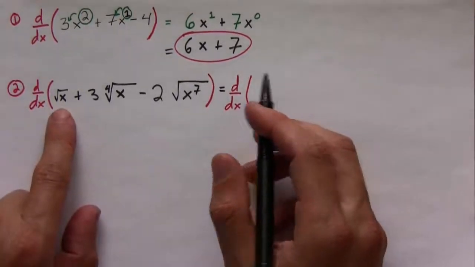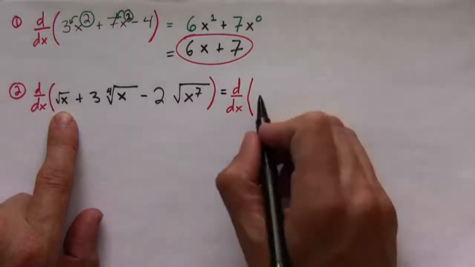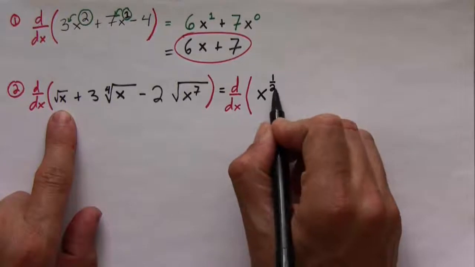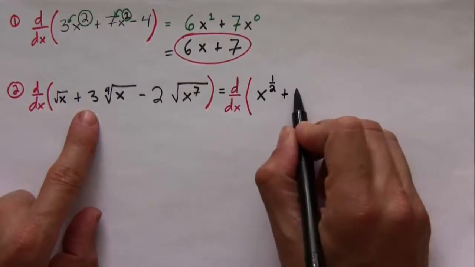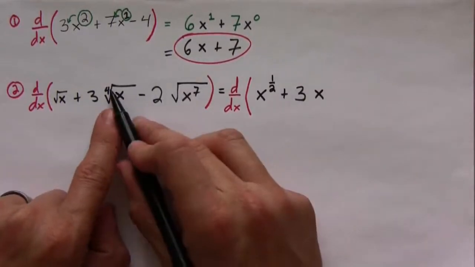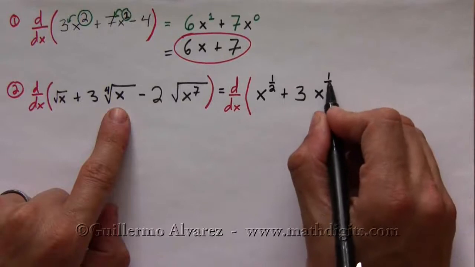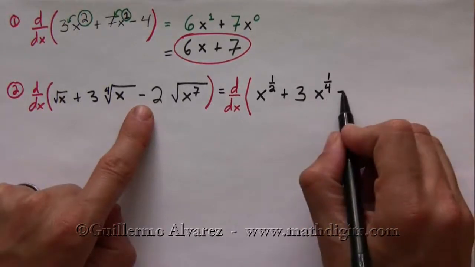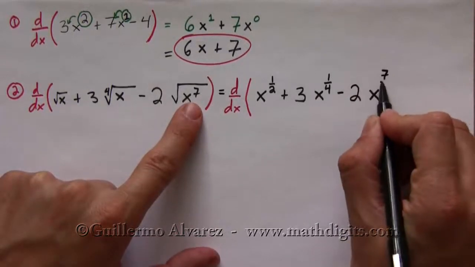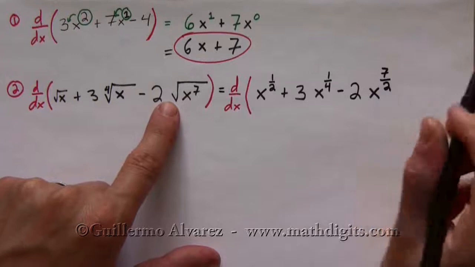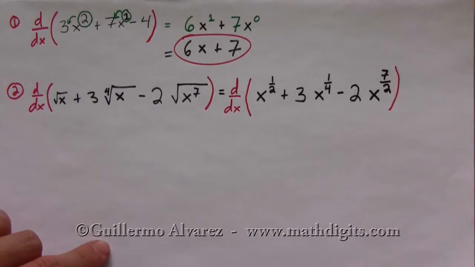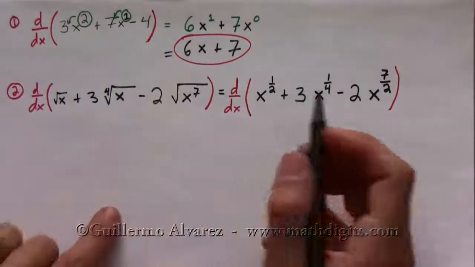The first thing I'm going to do is rewrite this, instead of square root of x, as an exponent. So this is going to be x to the 1/2 plus 3 times x to the, this is going to be 1 inside, 4 outside, so this is x to the 1/4, minus 2 times x to the 7 inside, and then 2 on the outside. And then we're going to use the power rule just like we did in the problem above.